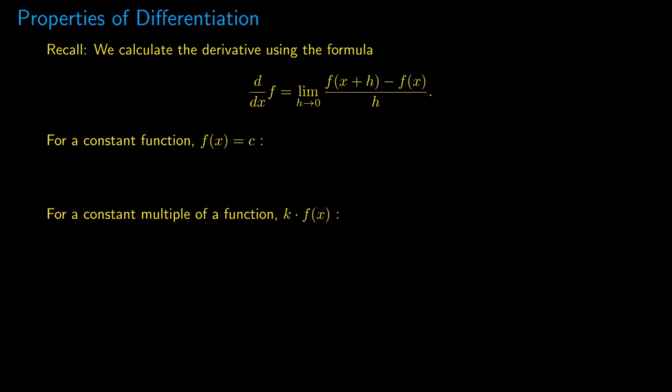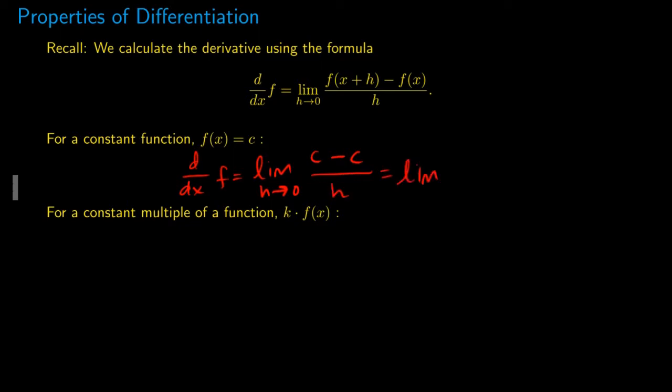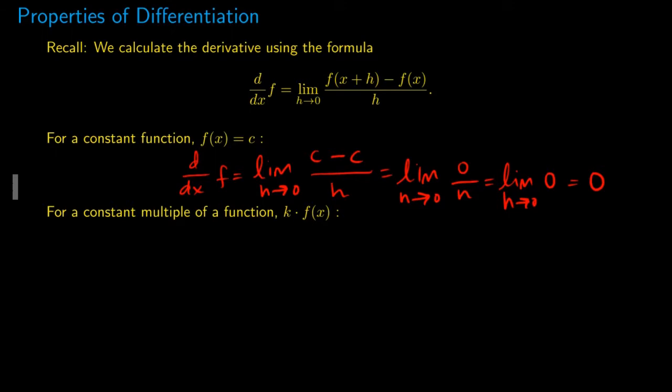For instance, if our function f of x is a constant function, so it maps everything to some constant c, and we use this formula, we see that d/dx of f is equal to the limit as h approaches 0 of f of x plus h, but that's just going to be c, minus f of x, which will also be c, it's a constant function, over h. But this is just the limit as h approaches 0 of 0 over h, which is the limit as h approaches 0 of 0, which is just 0. So if the function f is just a constant function, then its derivative will just be 0.